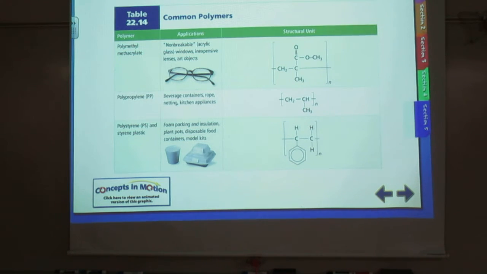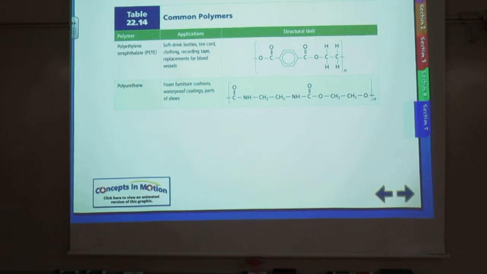And then the polystyrene, which you'll find in your styrofoam and different things like that. You can see it has a benzene ring on it. It's pretty fascinating. And that's polymer. These things are all polymers, have repeating units. Those little ends at the bottom showing you that they can be repeated in any number of repeating units.